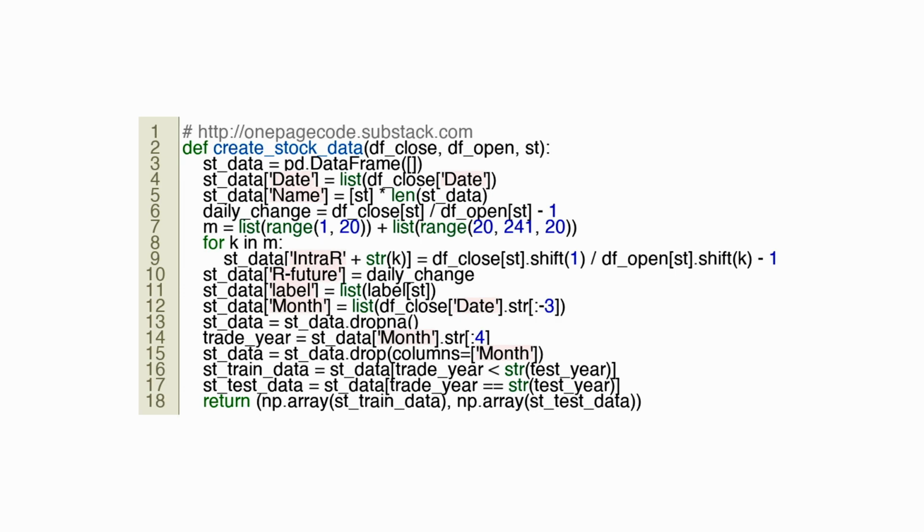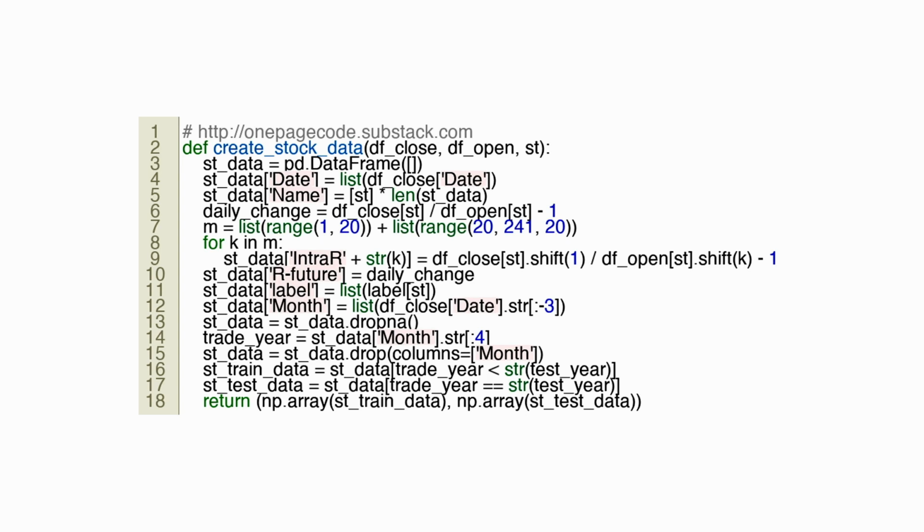It creates an empty data frame and adds two columns to it, date and name, which contain the same values as the date column in df_close and st. It then calculates the daily change by taking the ratio of the close price and open price from df_close and subtracting 1. The code then creates a list of numbers from 1 to 20 and from 20 to 241 in increments of 20. For each number in the list, it adds a new column to the data frame called intra_r, followed by the number. This column contains the ratio of the close price from the previous day to the open price from the current day, subtracted by 1.